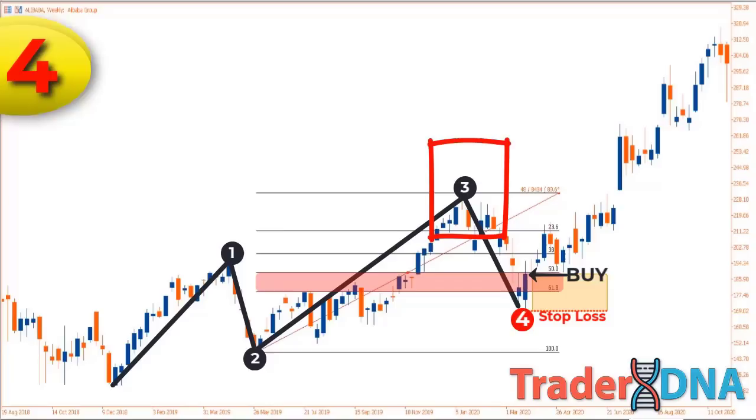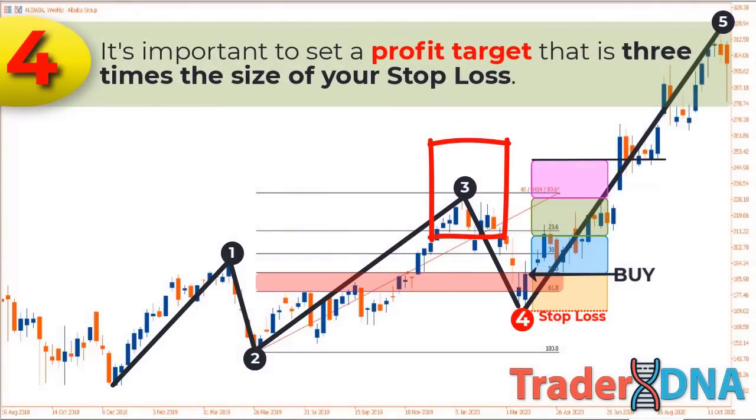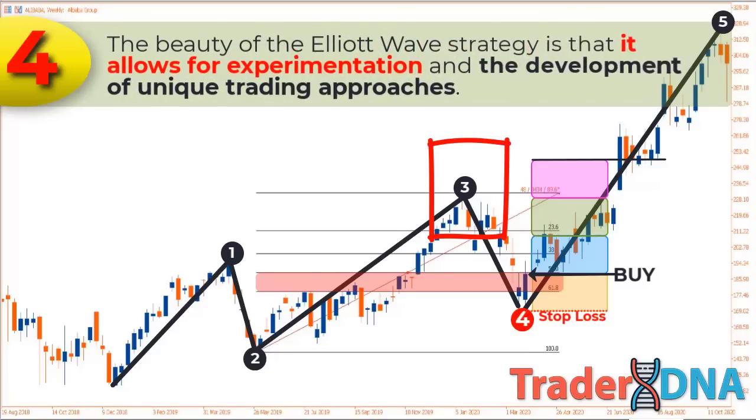Step number 4. Decide when to take profit based on your stop loss. Once you have determined your stop loss level, it is important to set a profit target that is 3 times the size of your stop loss. This ensures that, in the long run, your trades will remain profitable. The beauty of the Elliott Wave strategy is that it allows for experimentation and the development of unique trading approaches. Once you have a solid understanding of how to trade using Elliott Wave principles, you can create multiple strategies that work best for you.